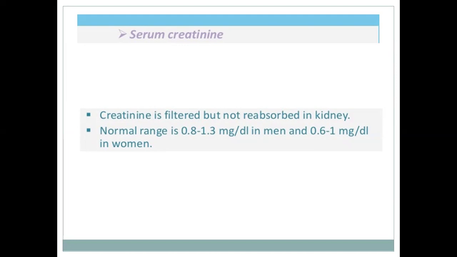Serum creatinine. Creatinine is filtered but not reabsorbed in the kidneys. The normal range is between 0.8 or 0.6 to 1.3 milligrams per deciliter in males and 0.6 to 1 milligram per deciliter in women.